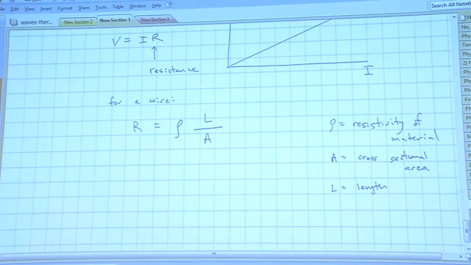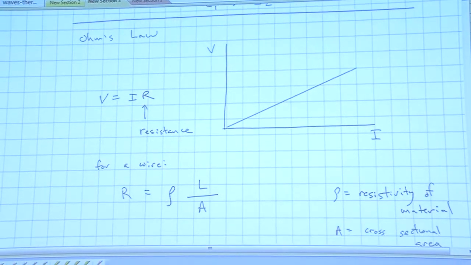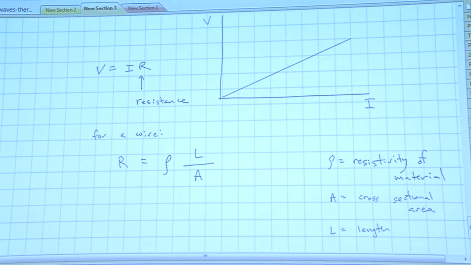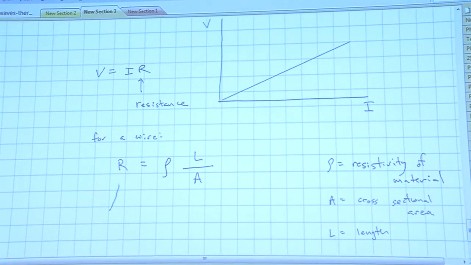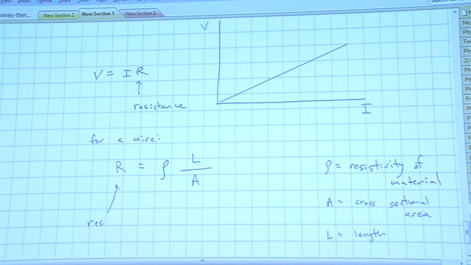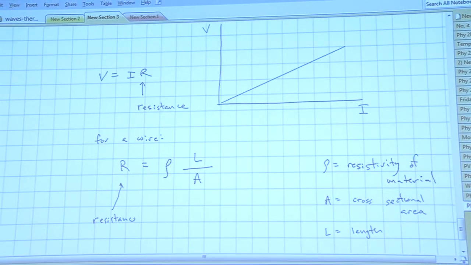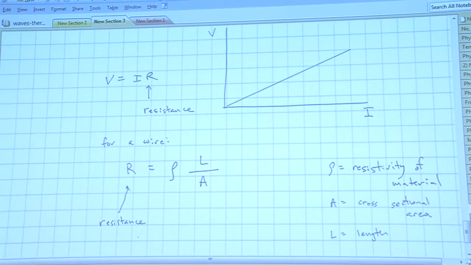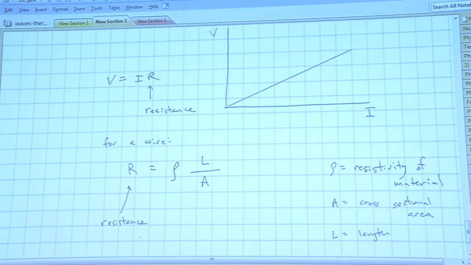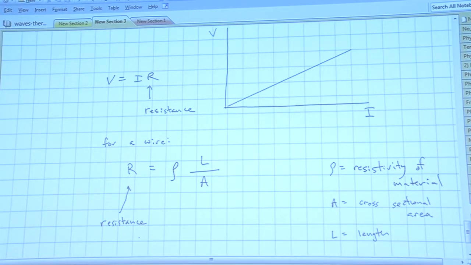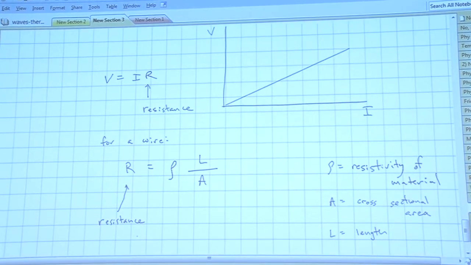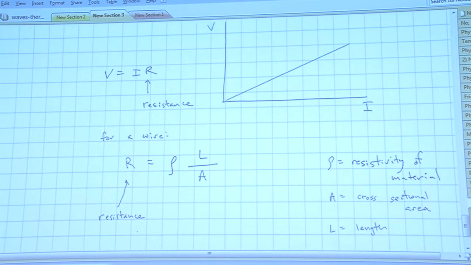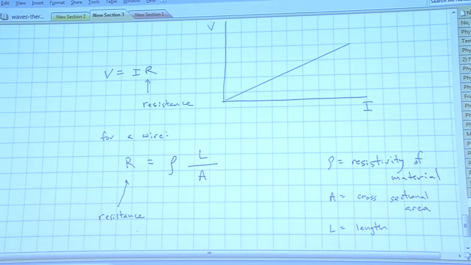Okay. So I've thrown in another term here that sounds similar to R. R is resistance. And what does resistance depend on? It depends on the actual thing that we're using, like a wire. It depends on the diameter, the length. It depends on what it's made out of. It depends on all that stuff.